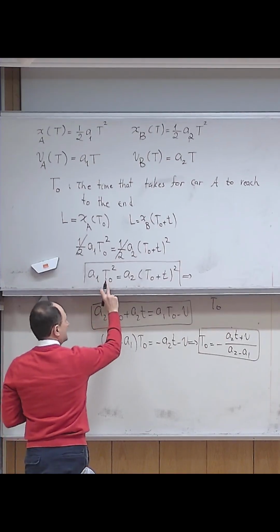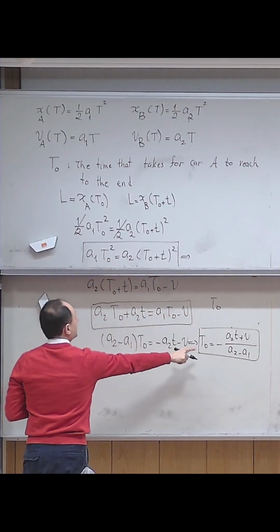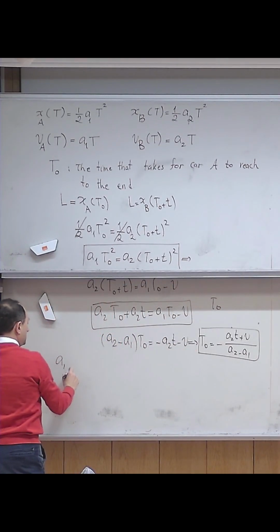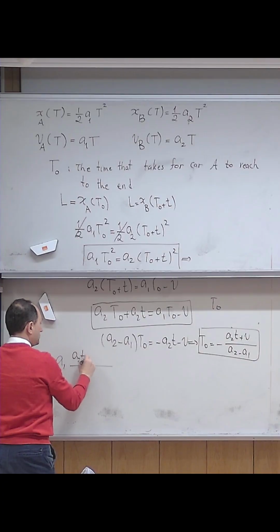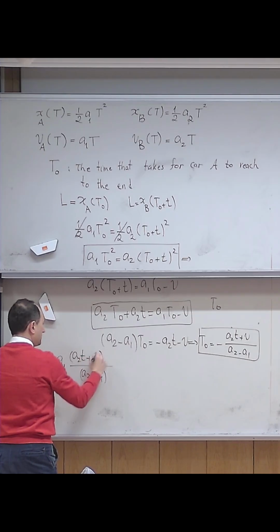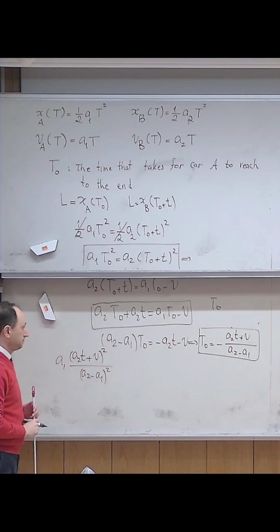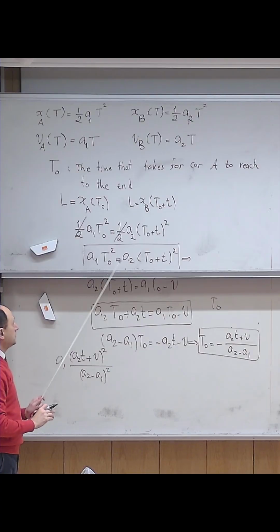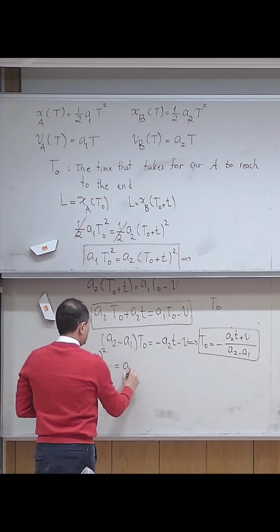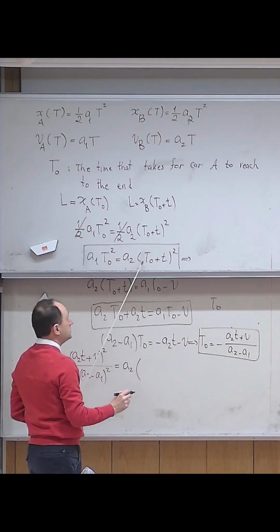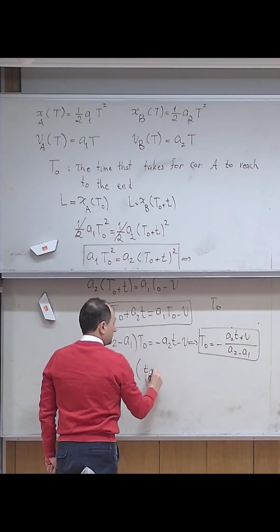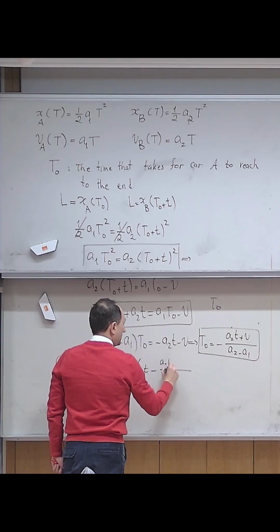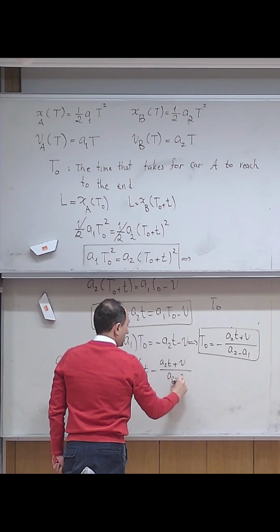So I will replace T naught with that expression, so it becomes A1. But when I raise this to power 2, the minus sign will be cancelled. So it becomes A2T plus V divided by A2 minus A1, both of them squared. This is A1 T naught squared equals A2 times T naught plus T. So if you don't mind, let me write T first. T naught is negative A2T plus V over A2 minus A1, squared.